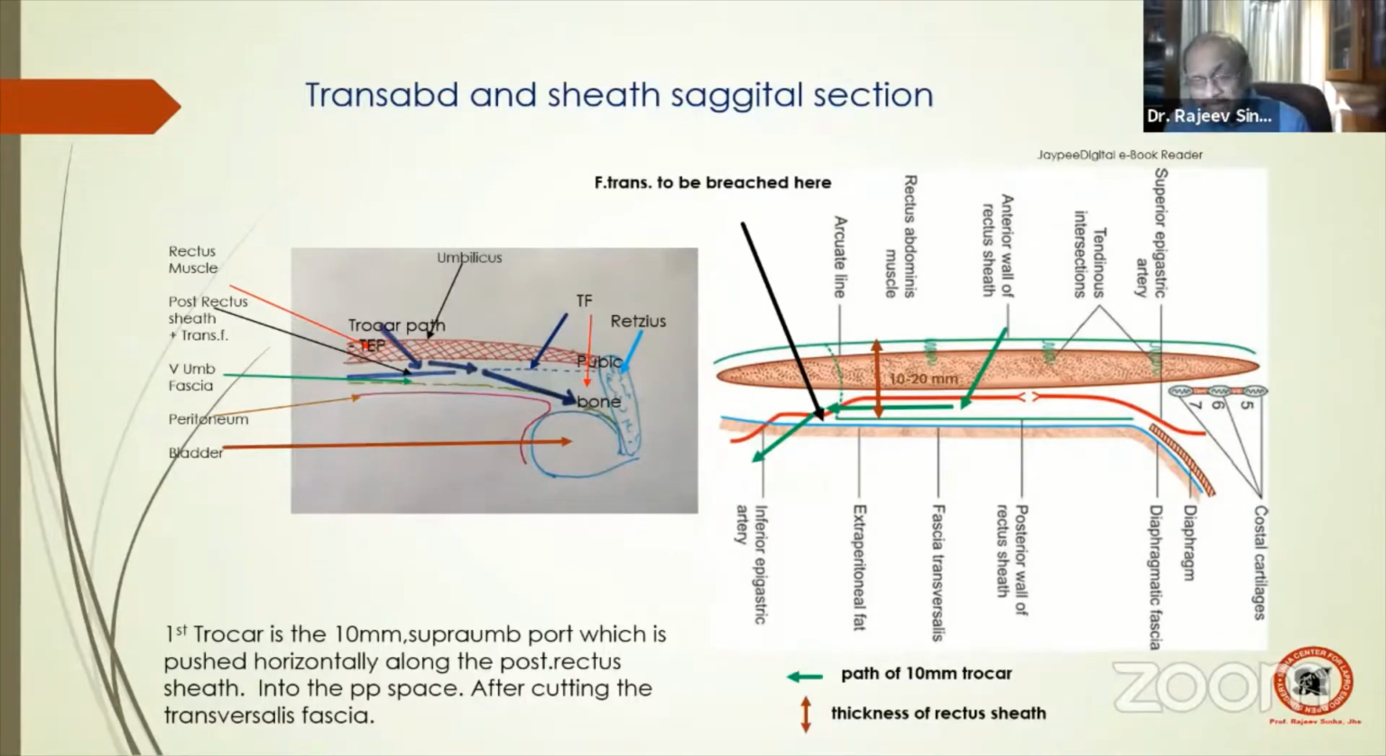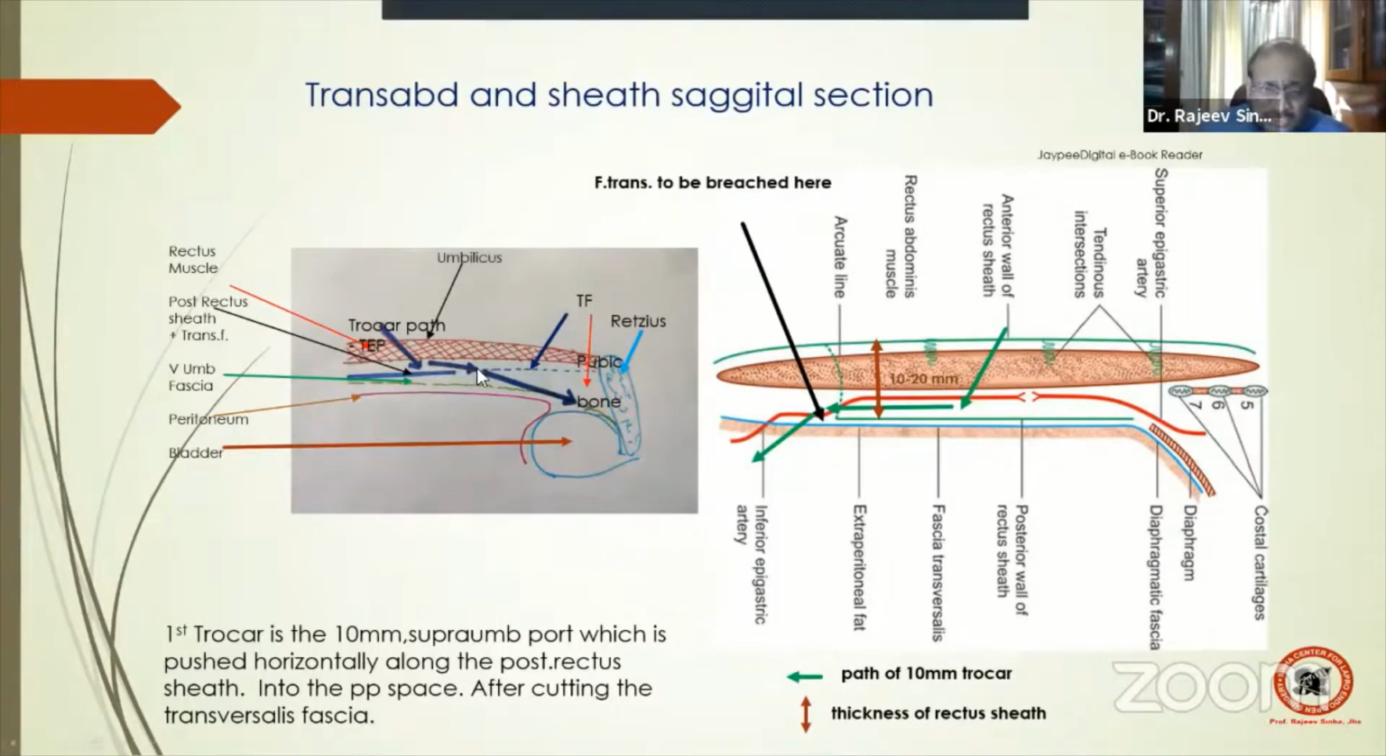It could be found as a real fascia, it could be found as a filmy layer, or it could be absent. So you can have all three things. So you transgress the transversalis fascia, and once you transgress this area, only then you're going to enter into the preperitoneal space. So this is the path of the 10 millimeter trocar, and this is the thickness of the rectus sheath out here. About 10 to 20 millimeters is the thickness of the sheath.